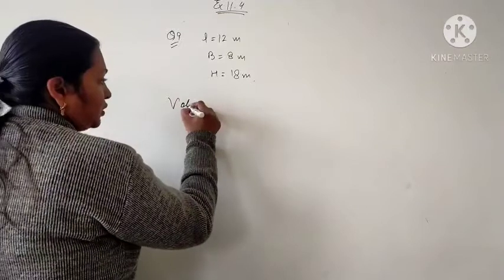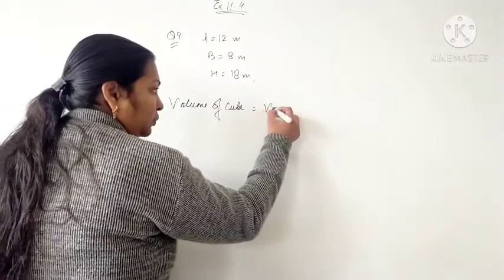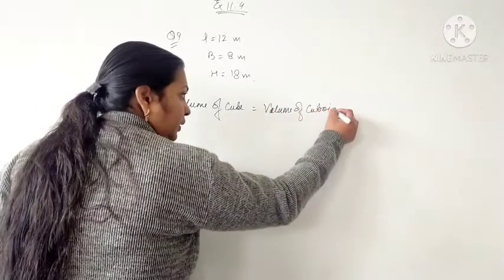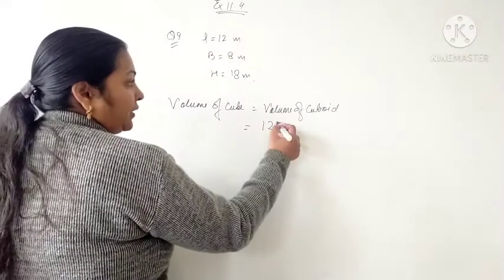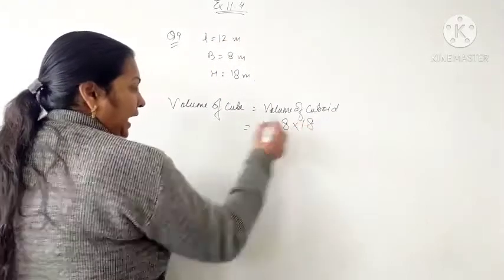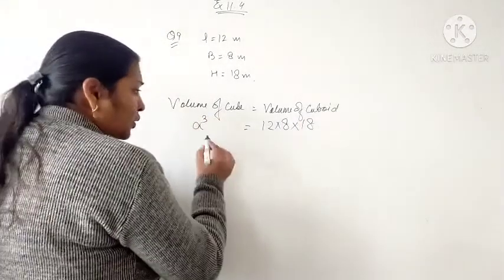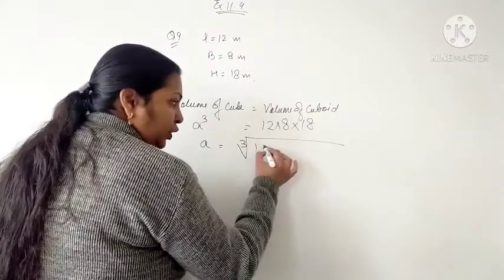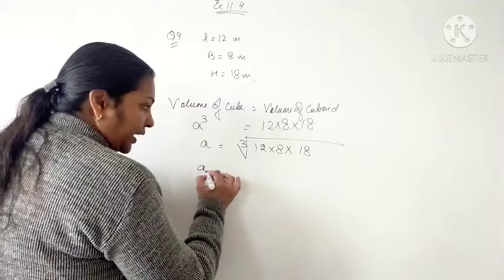So volume of cube is equal to volume of cuboid. Now see, volume of cuboid is 12 into 8 into 18, and volume of cube will be a cube. So the side of the cube will be equal to the cube root of 12 into 8 into 18. Now you can factorize it.